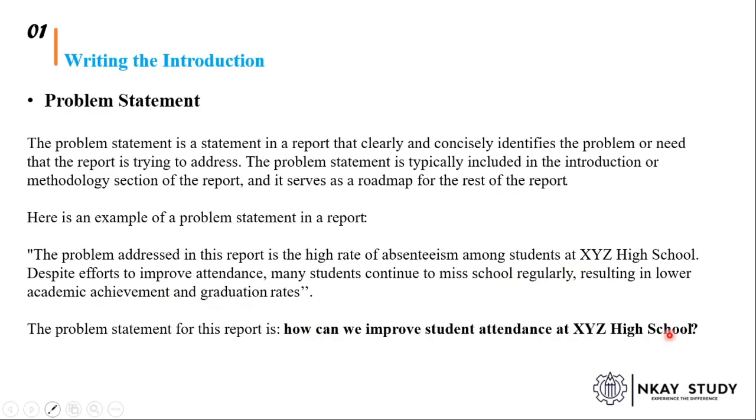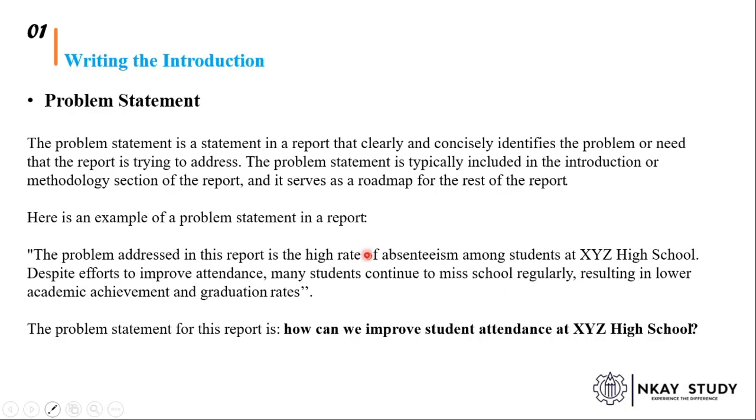School, Jordan. You see, in this example, the problem statement identifies the problem, which is high absenteeism among students, and provides a clear and concise statement of the problem. How we can improve student attendance, right? Simple. So the problem statement serves as a roadmap for the rest of the report, providing a clear focus for the research and analysis that follows. Amazing. So as simple as ABCD, right? That is the problem statement.